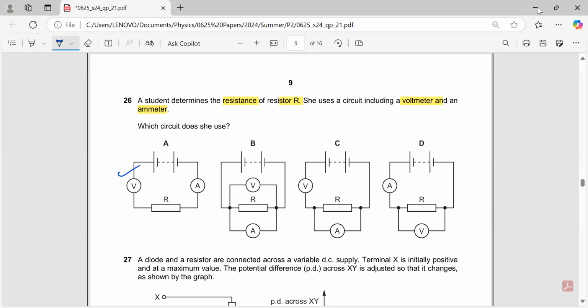Here, the voltmeter is not in parallel, so this is the wrong option. Here, the ammeter is not in series, so this is the wrong option. Here, both the voltmeter and ammeter are placed wrongly. The voltmeter should be connected in parallel and the ammeter should be connected in series. So this option is also wrong. So option D, here both of the things are correctly placed. The ammeter is connected in series while the voltmeter is parallel with the resistor. So our option D is correct.